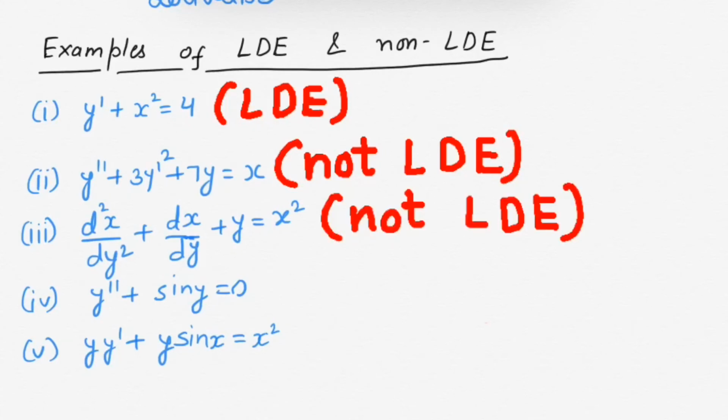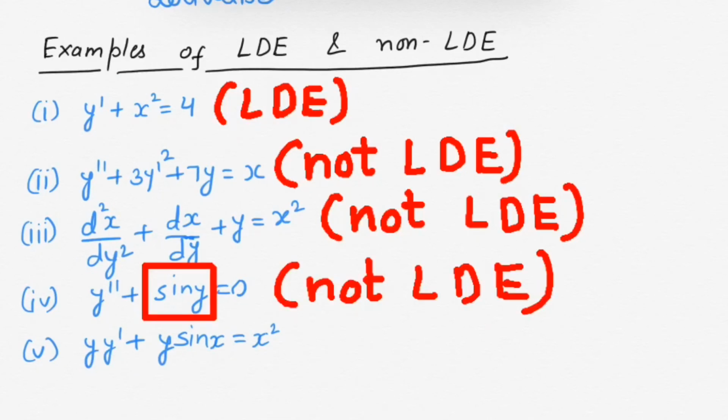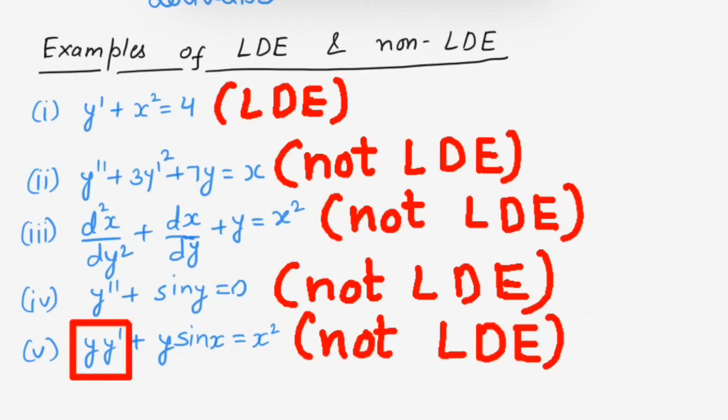Example 4 is also non-linear differential equation because of the term sin y, which is non-linear function of dependent variable y. Fifth example is again non-linear differential equation because of the product term of dependent variable and its derivative y prime. I hope I have cleared all your doubts regarding linear differential equation and non-linear differential equation.